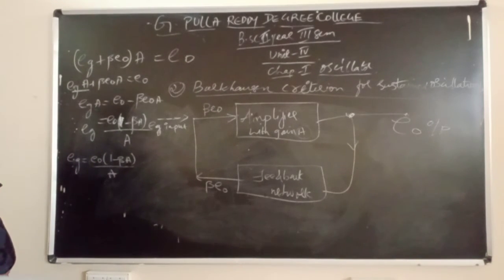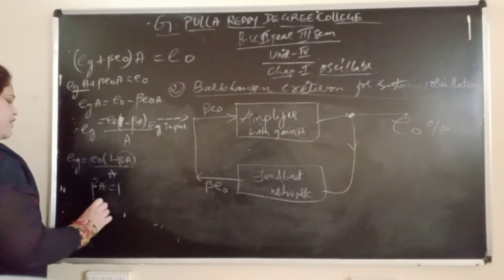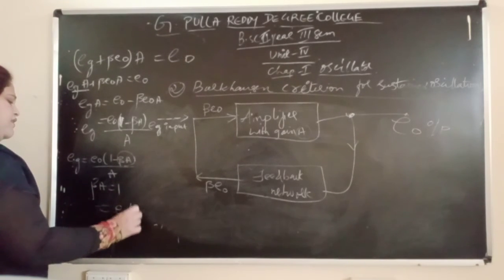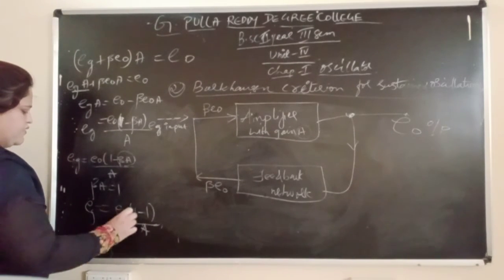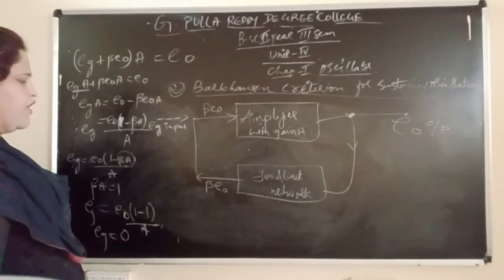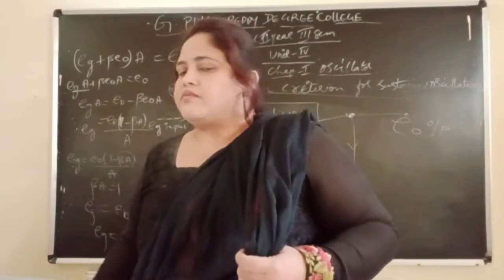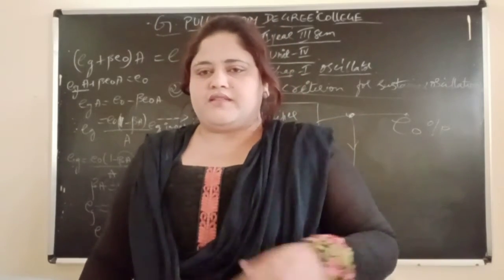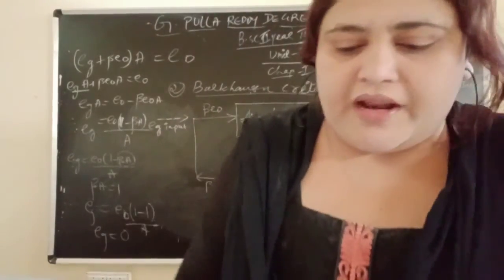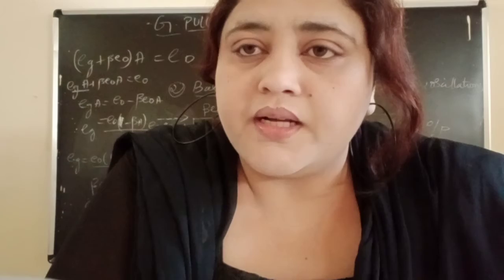Now we give the condition such that beta A is equal to 1. When we substitute beta A equal to 1 in this equation, E naught times 1 minus 1 by A, you get EG equal to 0, because 1 minus 1 is 0. That means EG is equal to 0. So the condition for sustained oscillation is beta A equal to 1, which is known as the Barkhausen criterion.